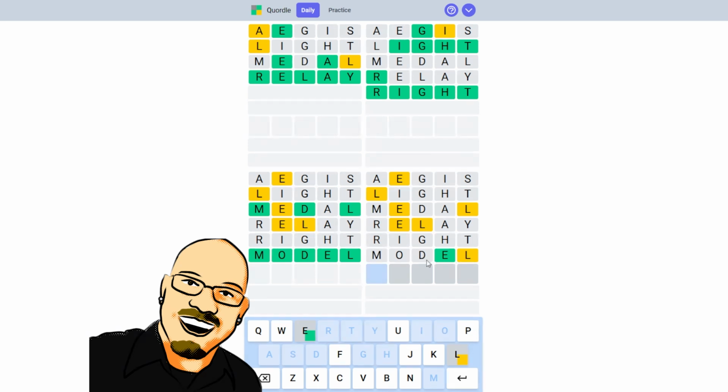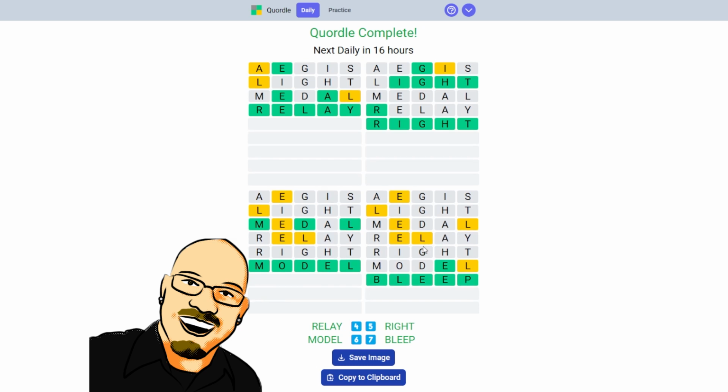We know that the L in this puzzle goes second. We haven't tested something like bleep with two E's yet. Oh, okay. It's bleep with two E's. 4, 5, 6, and 7 on our Quordle.